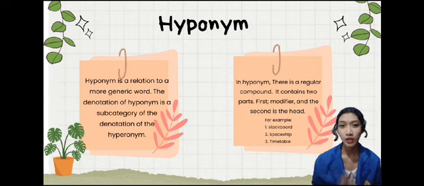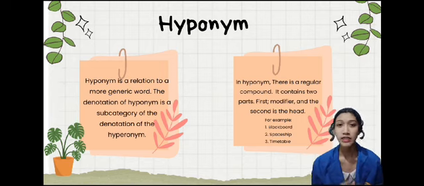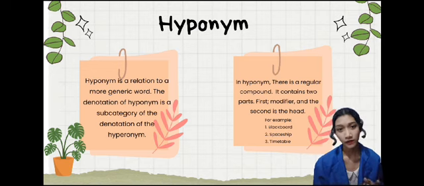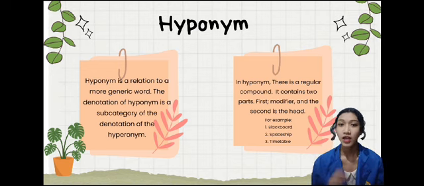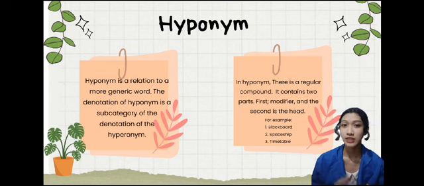In hyponym, there are regular compounds. It contains two parts. First, the modifier, second, the head. For example, blackboard. Black is the modifier, board is the head. 2. Spaceship. Space is the modifier, ship is the head. 3. Timetable. Time is the modifier, table is the head.